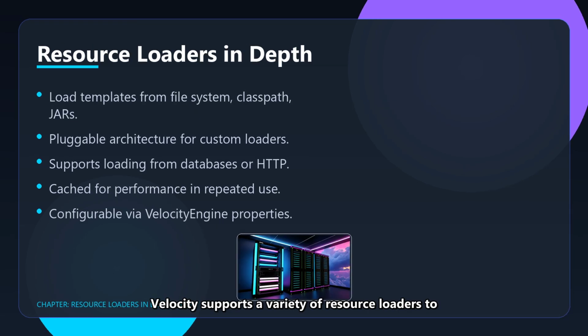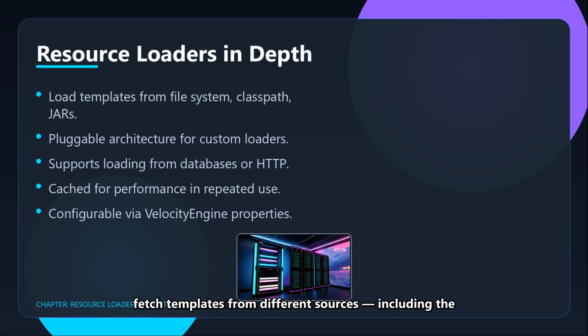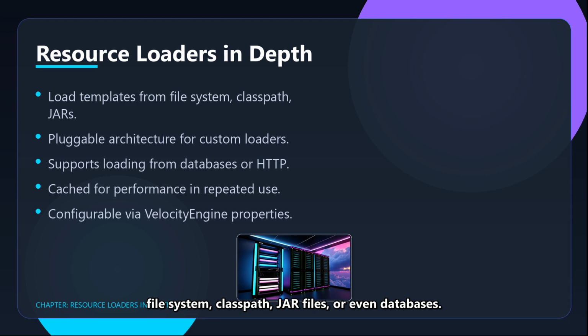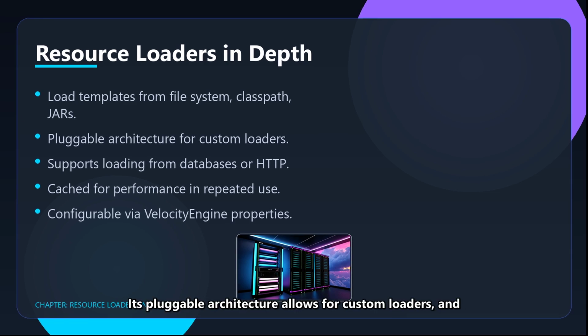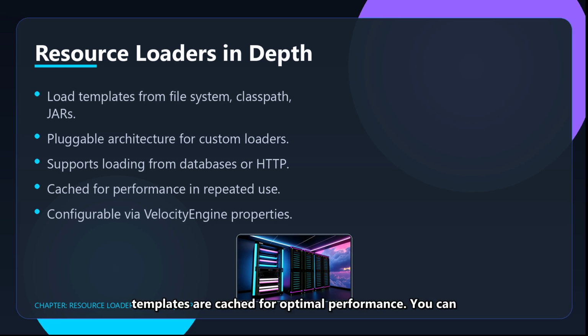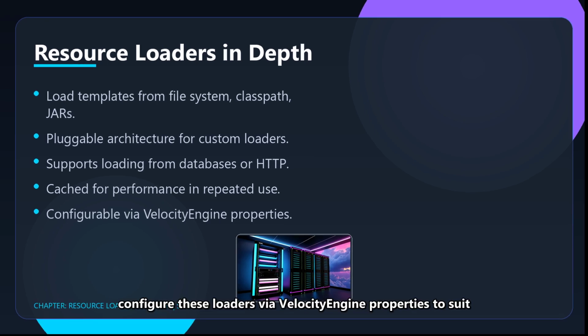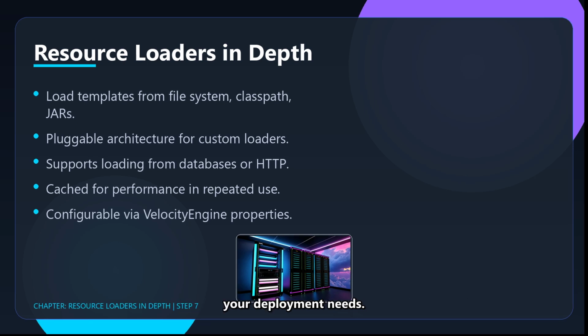Velocity supports a variety of resource loaders to fetch templates from different sources, including the file system, classpath, JAR files, or even databases. Its pluggable architecture allows for custom loaders, and templates are cached for optimal performance. You can configure these loaders via VelocityEngine properties to suit your deployment needs.